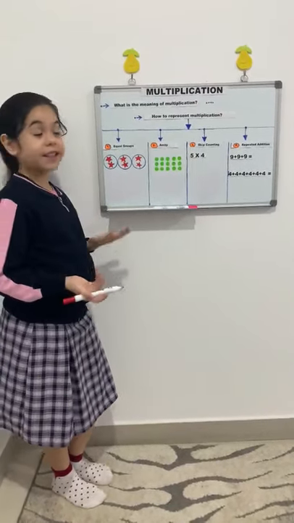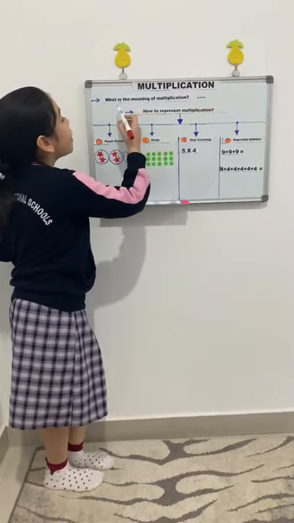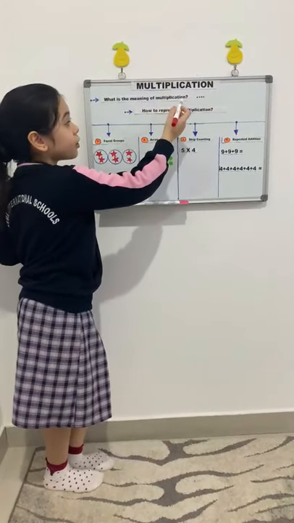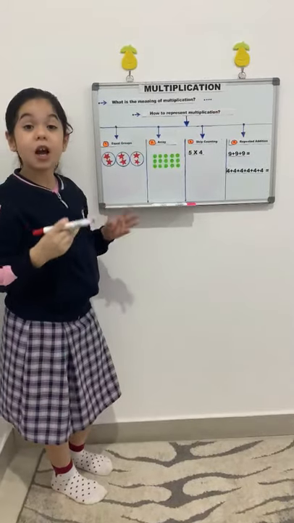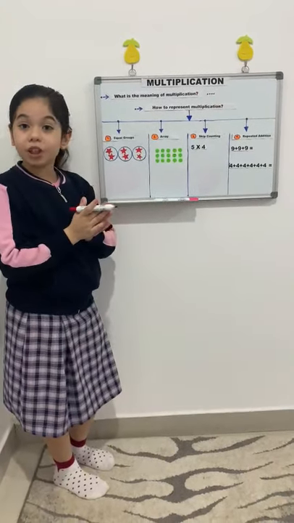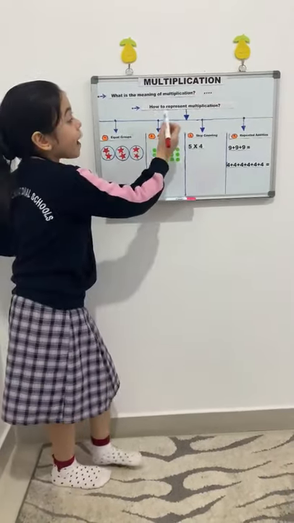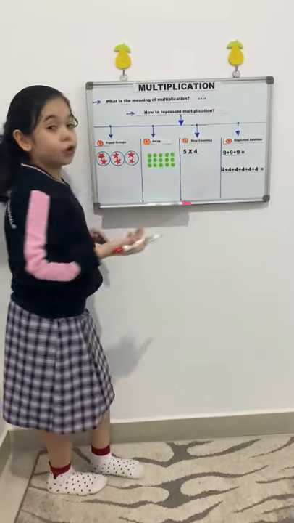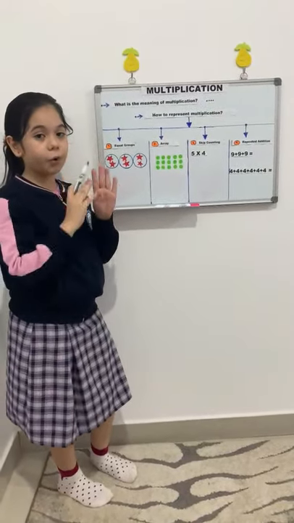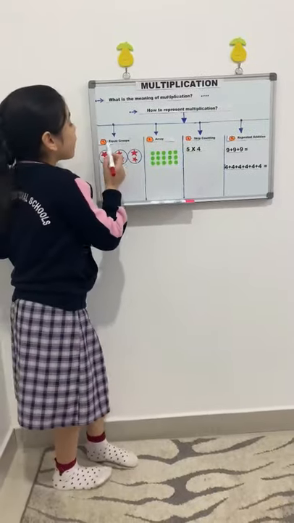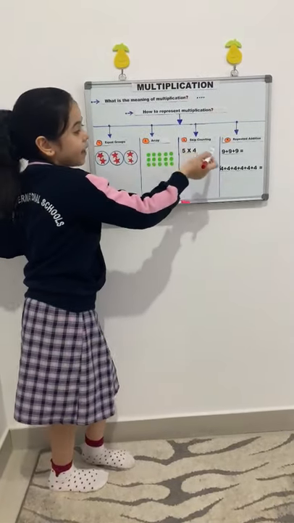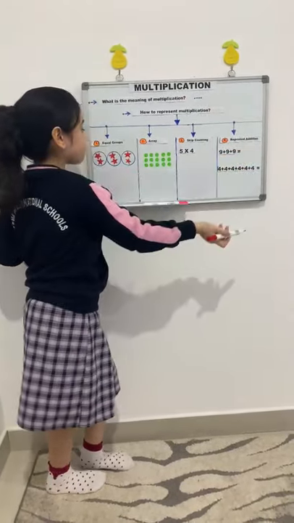Today we're going to explain multiplication. What is the meaning of multiplication? The meaning of multiplication is an operation to find the product. How to represent multiplication? To represent multiplication, we have four ways. What are they? Equal groups, arrays, skip counting, and repeated addition.